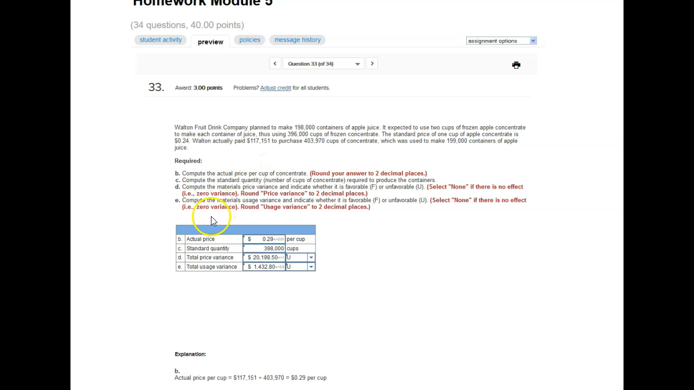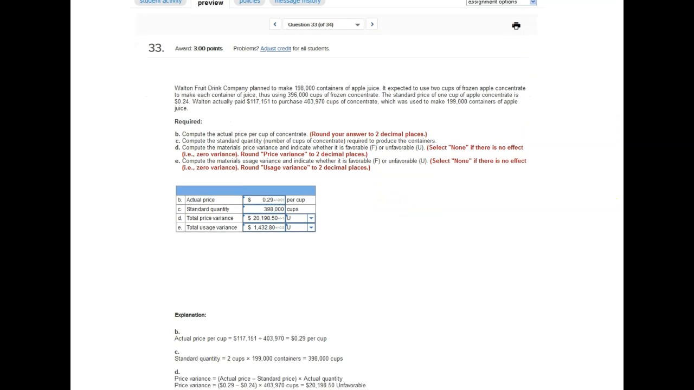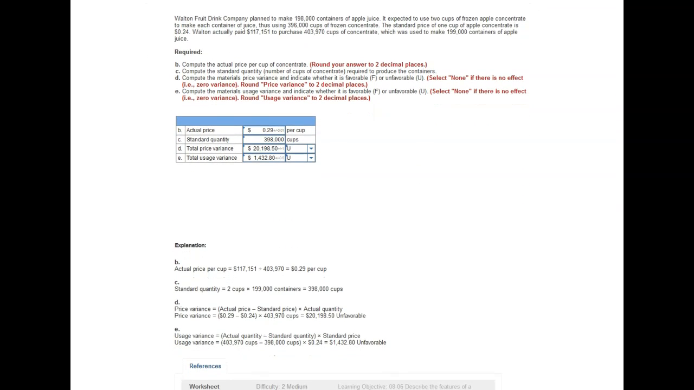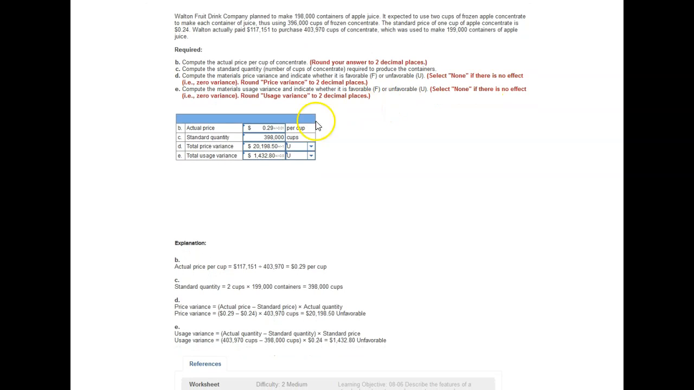Now, for some reason, there's no part A. That's sort of interesting, so let's not worry about that. Let's compute the actual price per cup of concentrate. What I want to do is scroll down, get all the answers and computations in together. Here we go. So the actual price, 29 cents. How do we get that?